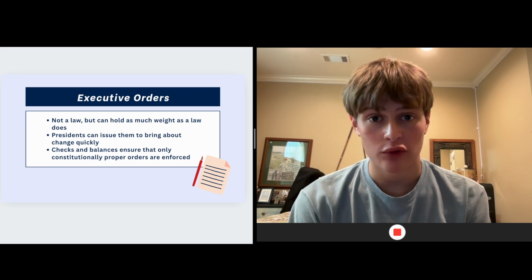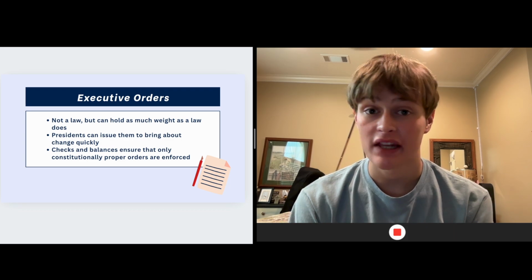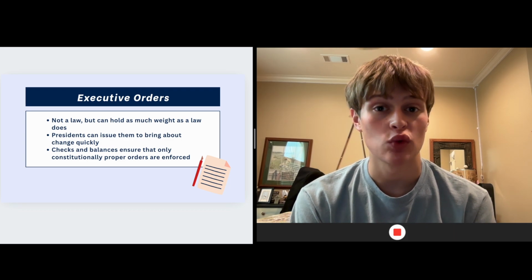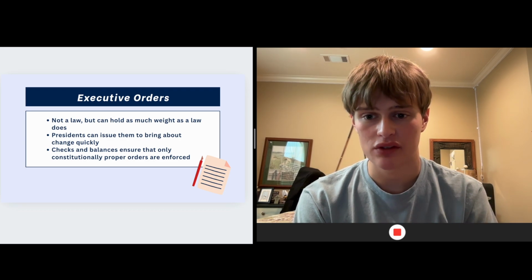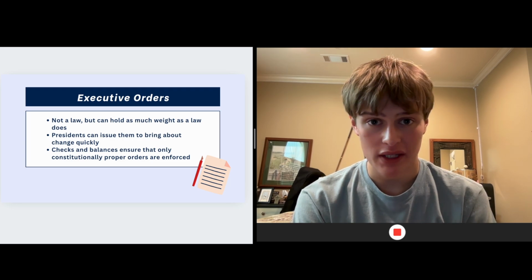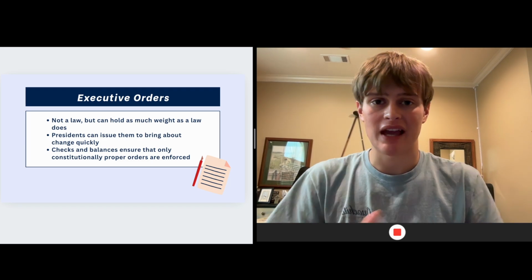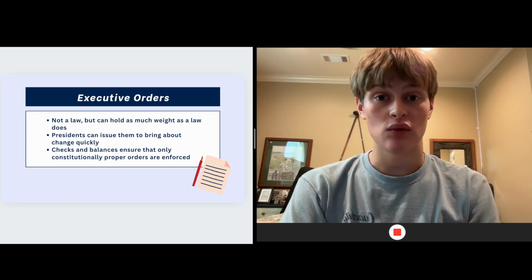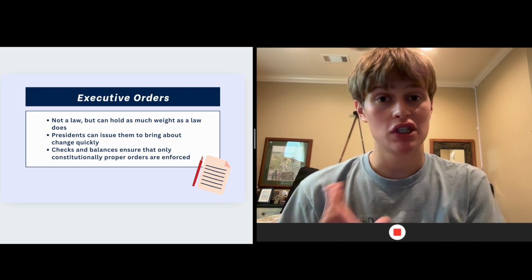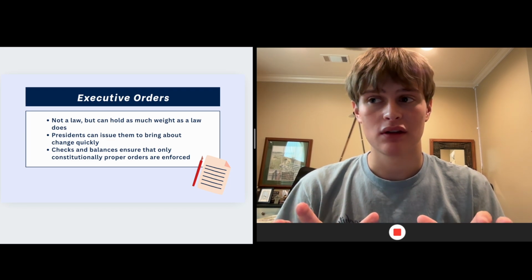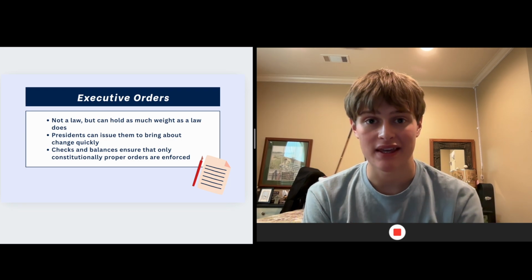So a little overview of executive orders. Once again, these are very important for the executive branch as a whole and the president. Executive orders aren't law, but they can hold as much weight as a law. They are required to be followed when a president issues them. They bring about change really quickly, but checks and balances help to make sure that the president doesn't just have complete authority to make whatever laws he wants, as the judicial branch can check and the courts can make sure that the executive orders that he makes abide by the Constitution, and if they don't, they can disband them.